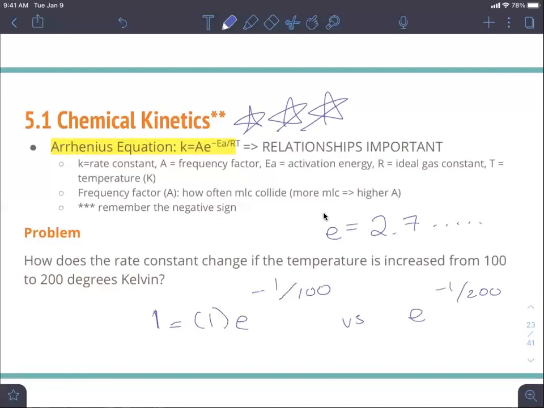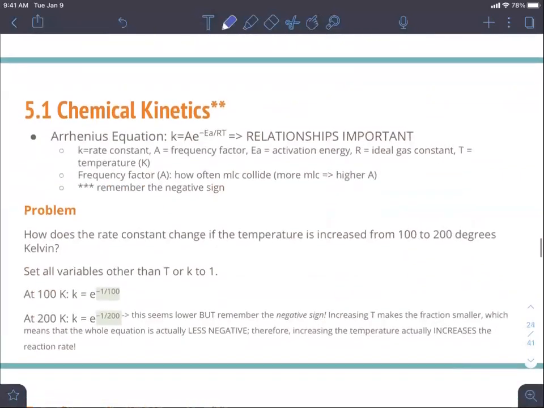Intuitively, if you look at this, you'd think, okay, if the temperature is increased from 100 to 200, that's a bigger fraction, right? So doesn't that mean that because it's a bigger fraction, it actually gets smaller? So the reaction rate would decrease. But you shouldn't think of it like that, because remember the negative. The negative is incredibly important. In this case, the smaller the fraction gets, the less negative the equation becomes, or the less negative the rate constant becomes.